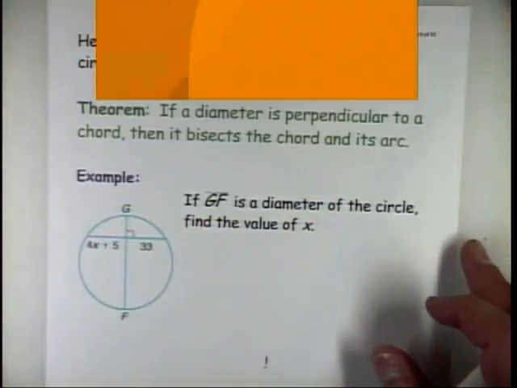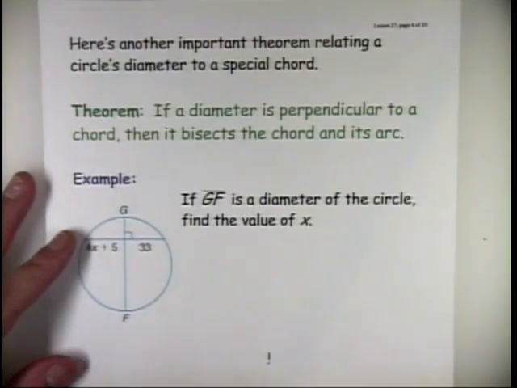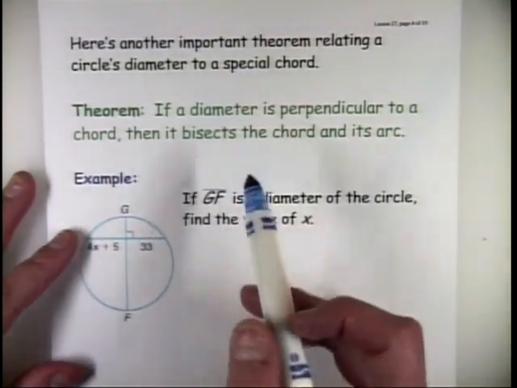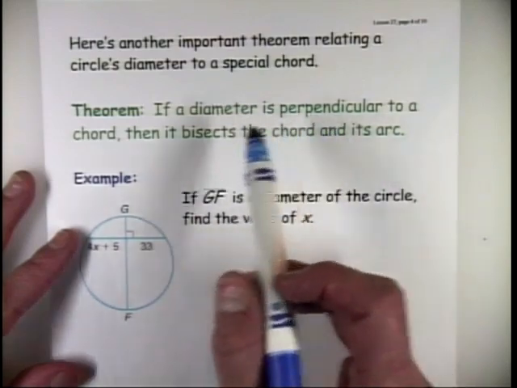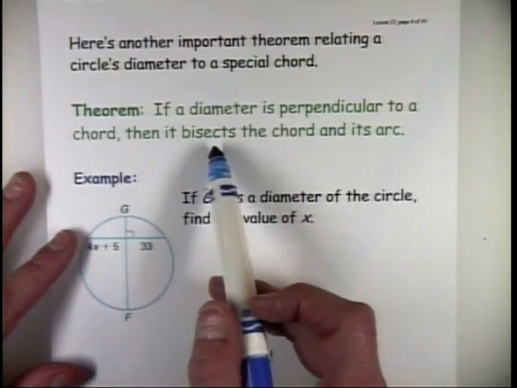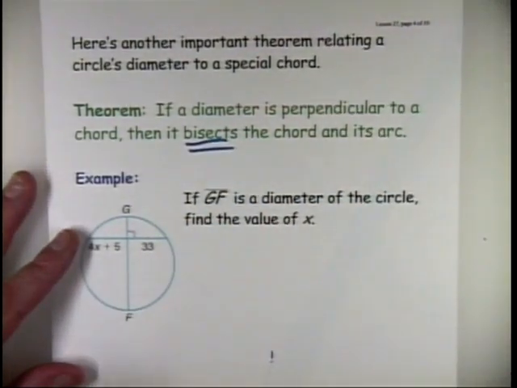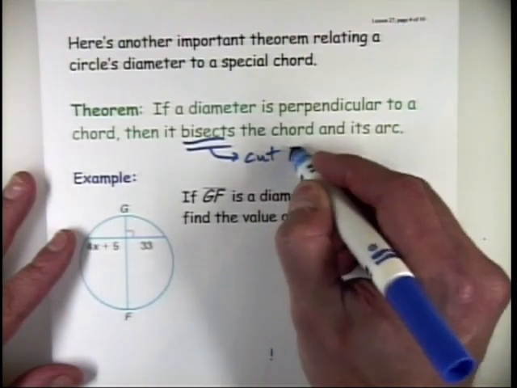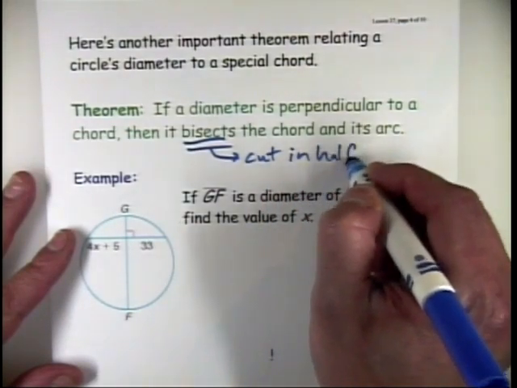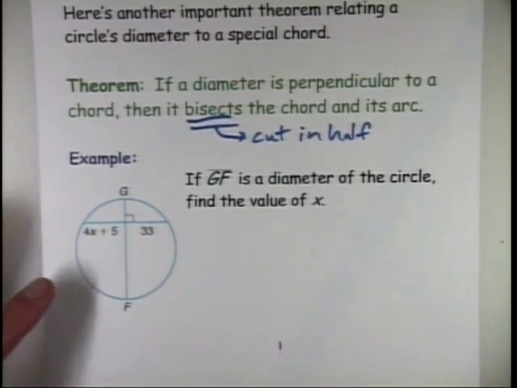This is an important theorem that relates the circle's diameter to a very, very special chord. And here it is. It says, if a diameter is perpendicular, that means forms a right angle at 90 degrees, to a chord, then it bisects the chord and its arc that corresponds to it. Now remember, bisect means to cut in half. All right? Let's look at this example here, and I'll show you what I mean.